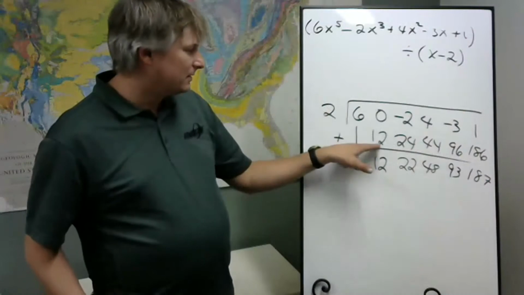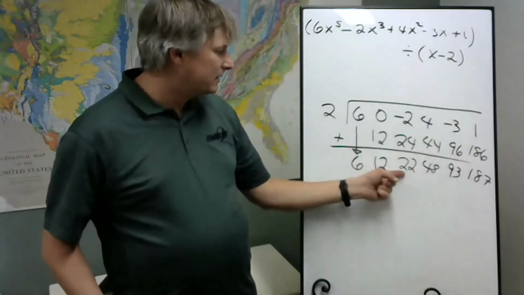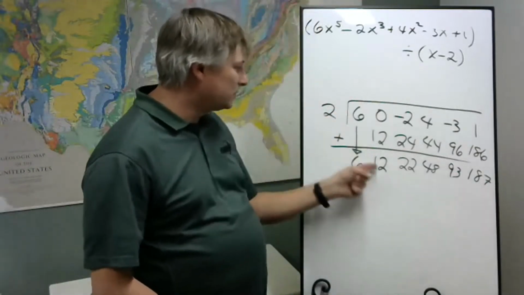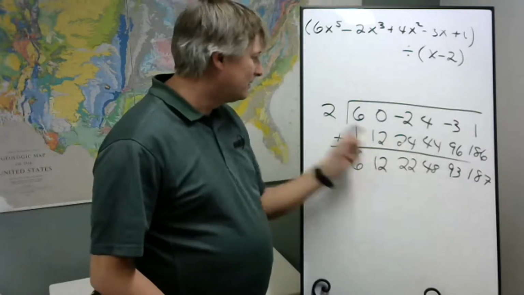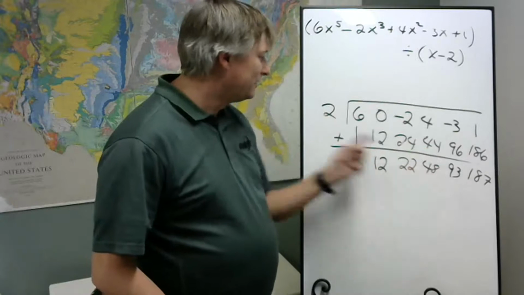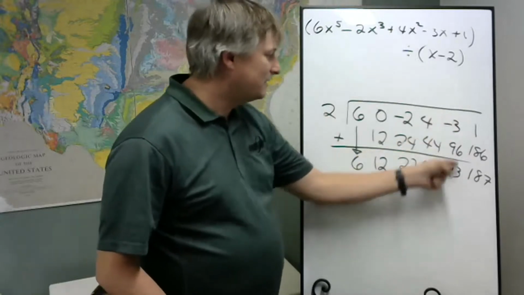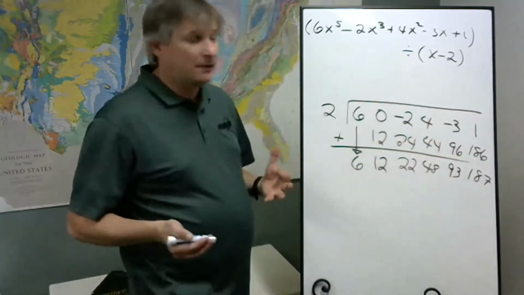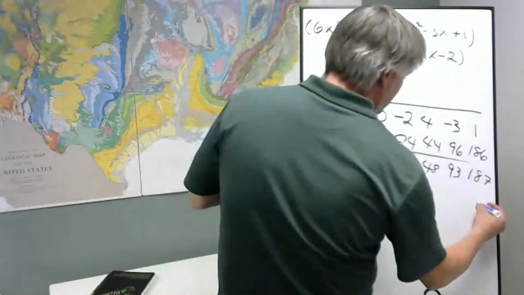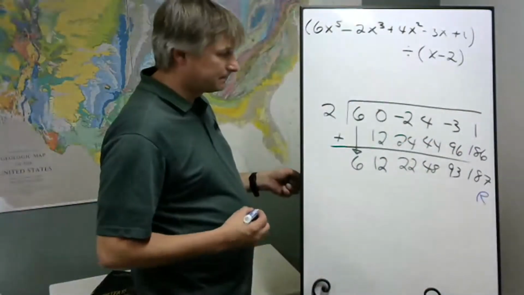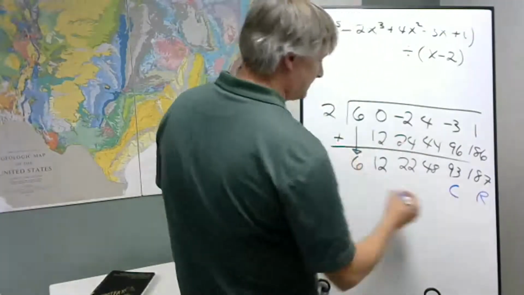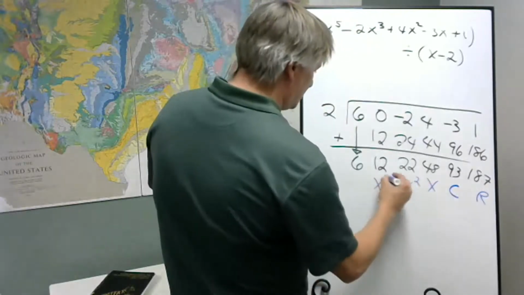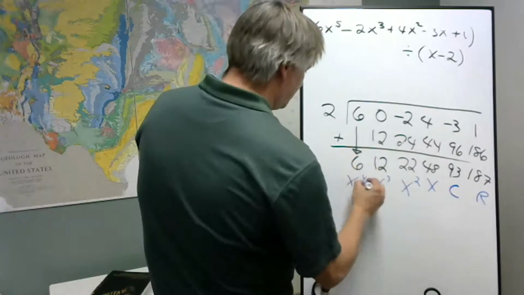So we multiply, add, multiply, add, multiply, add, multiply, then add, multiply, and then add. So how do we interpret this? Well, farthest number to the right is the remainder. And then the constant, the x term, the x squared coefficient, the x cubed coefficient, and then the x to the 4th coefficient.